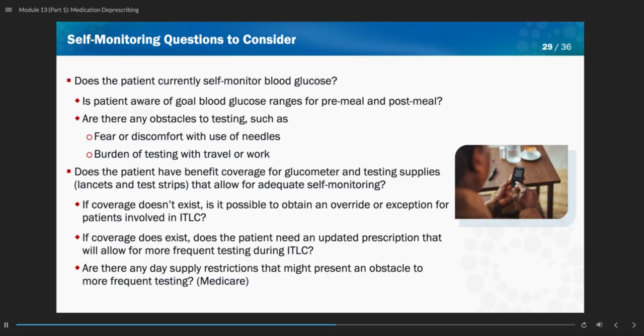The other thing to start to ask questions about is the patient's benefit coverage. You might need some help from the members of your team here to identify it. You might even need to reach out to a local pharmacy to get these questions answered. You can also ask your patients to call their insurance benefit coverage folks, but it is important to know what the coverage looks like, if something is covered or not, and whether there is a limitation to the amount. For instance, with Medicare, there's a restriction to 1 test strip per day for patients on oral medications for diabetes. And if coverage does exist, do you need to write a prescription for that patient to allow for more frequent testing that could be beneficial during intensive lifestyle treatments?